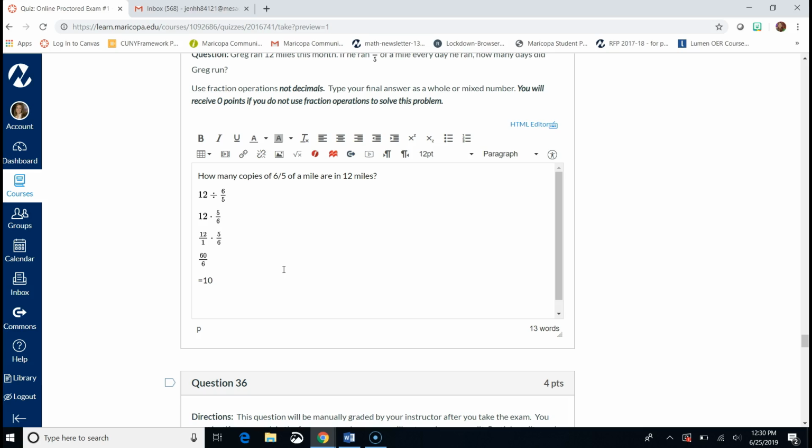But you can see I use the Canvas equation editor to show my symbols for division, to show my fractions, and to show it in a step-by-step nature. Now, one other thing I wanted to touch on is that it's very important that we label our final answer. I need to say what this number 10 stands for, because that helps me decide if my answer was reasonable or not. So the number 10 tells me that Greg ran for 10 days.